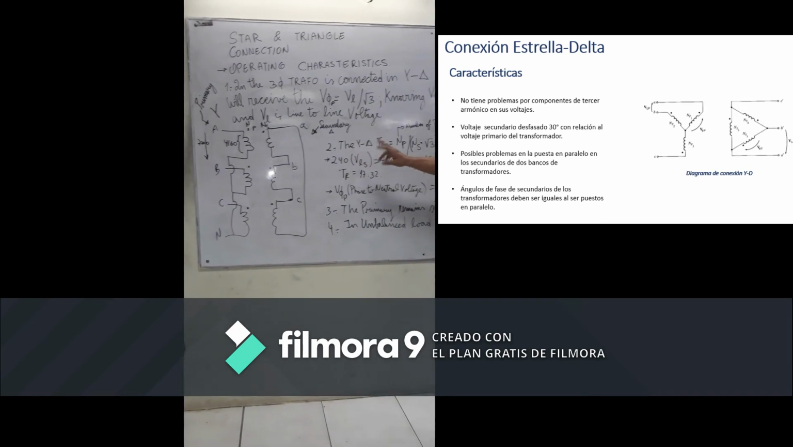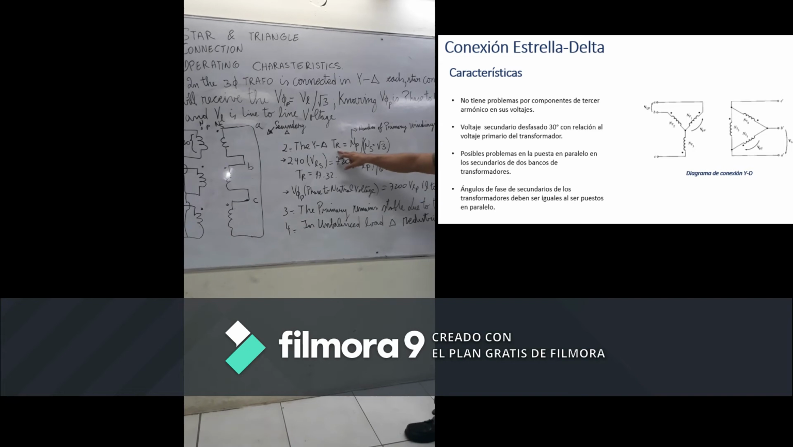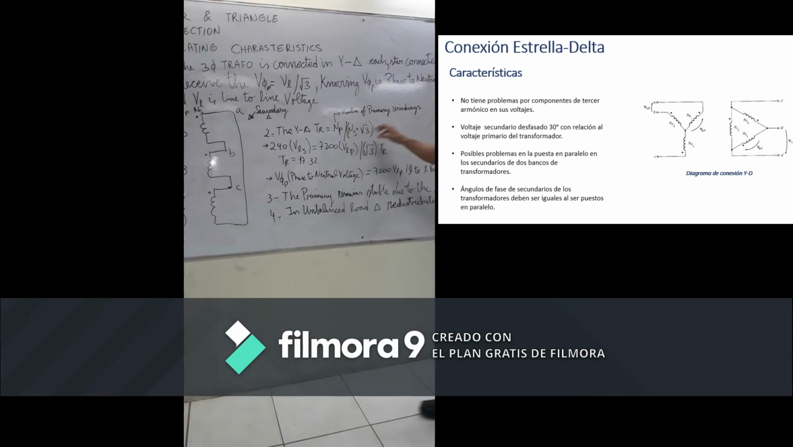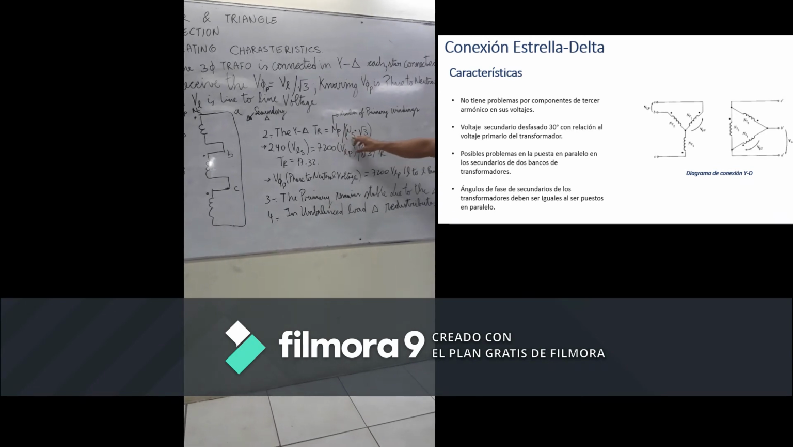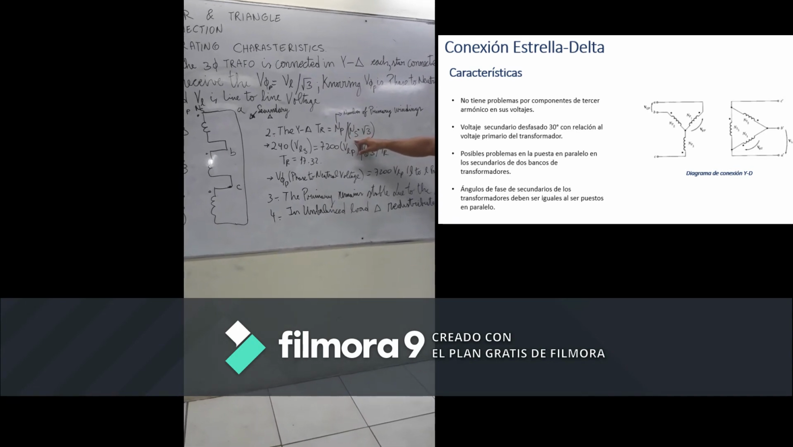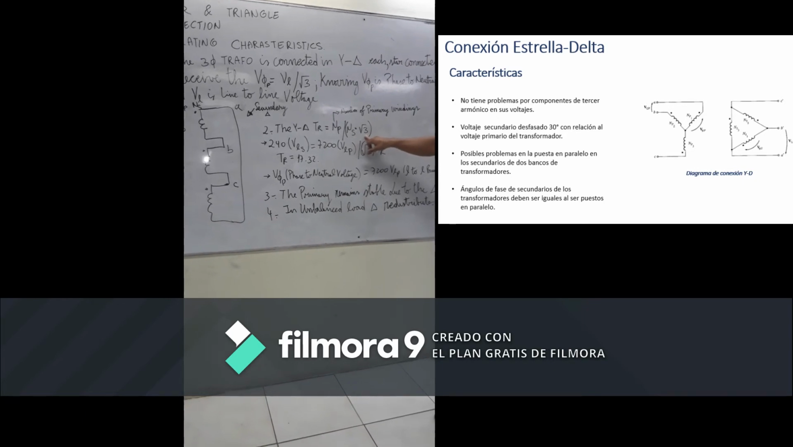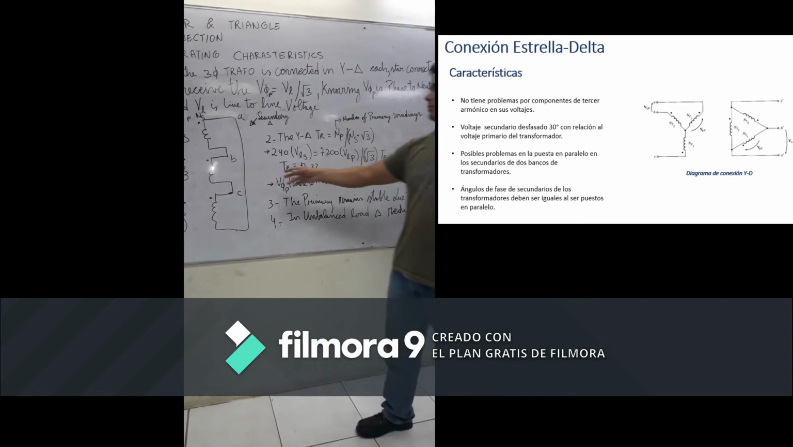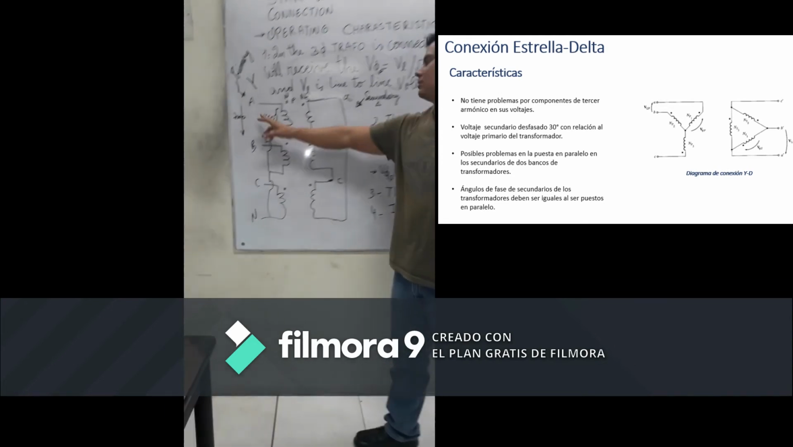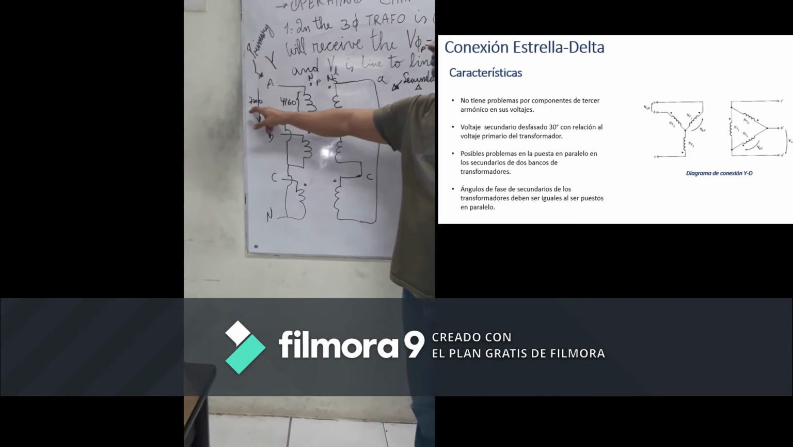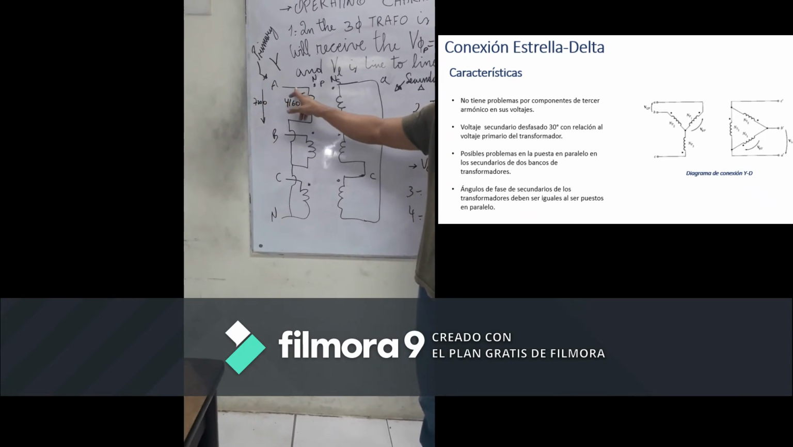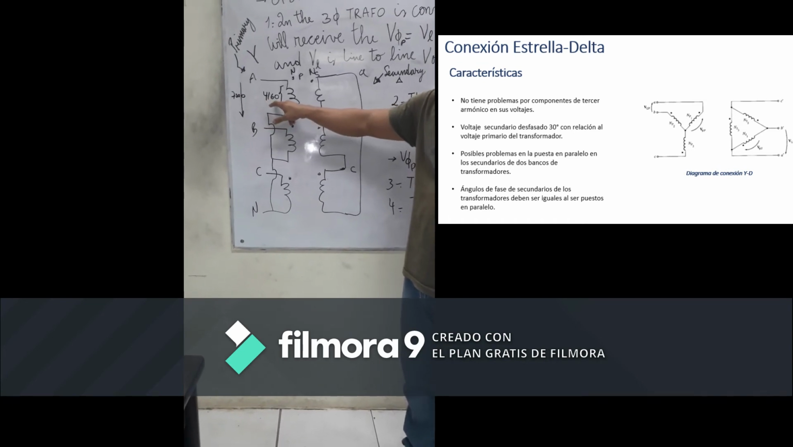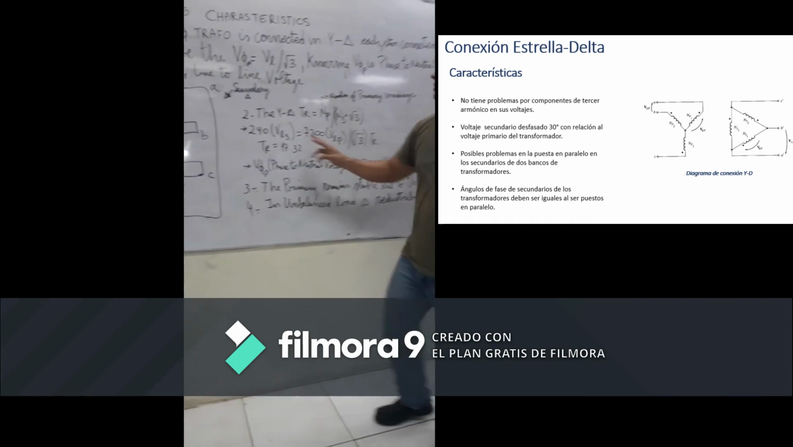Second point, the star and delta transfer ratio equals the number of primary windings divided by the secondary windings times the square root of 3. Like the picture shows: line-to-line voltage 7,200 and line-to-neutral 4,160.